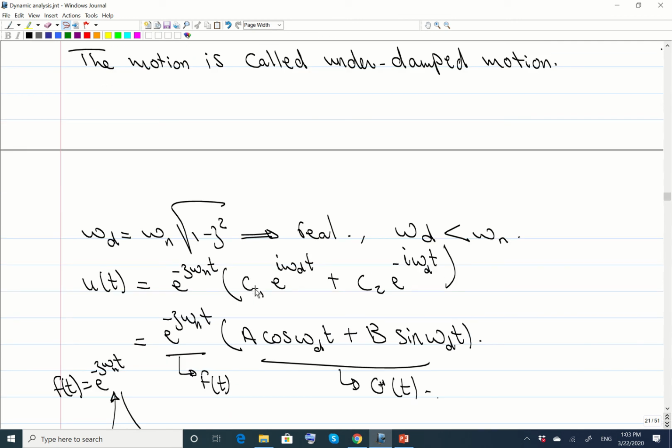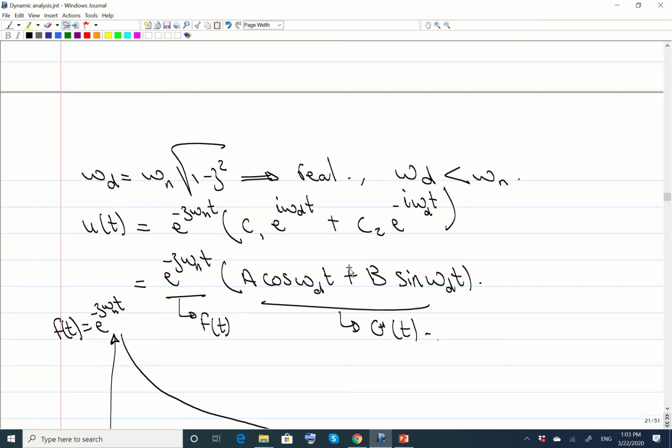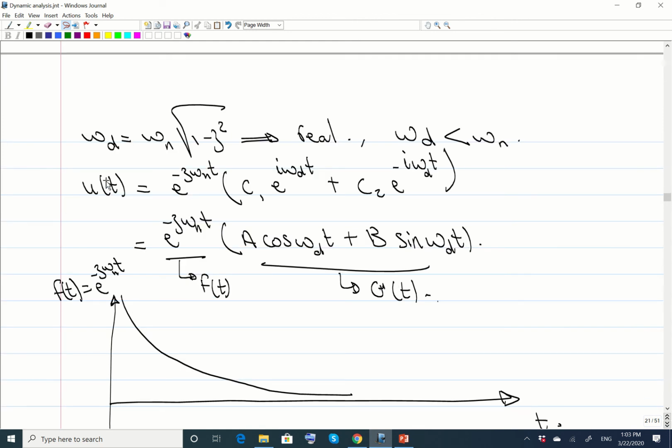So if you have imaginary exponential functions like this, you can simply remove those two terms and put a cosine omega d t and b sine omega d t, as we did with the undamped equation of motion. So u of t now is e power negative zeta omega n t multiplied by a cosine omega d t plus b sine omega d t. Okay, so it's actually u of t.